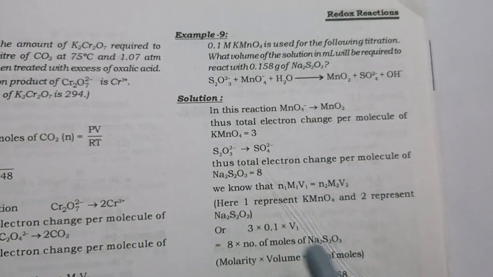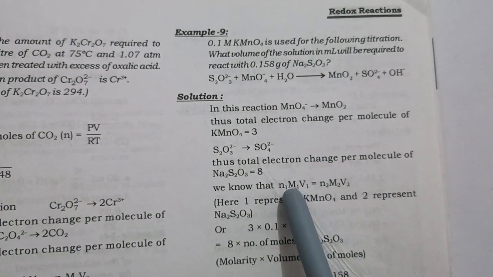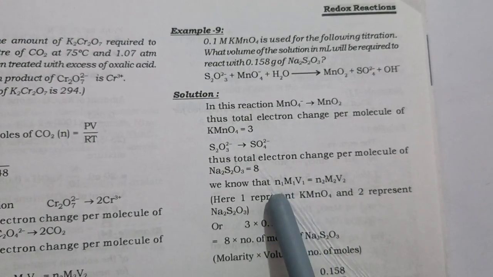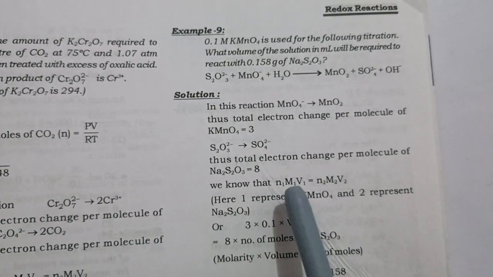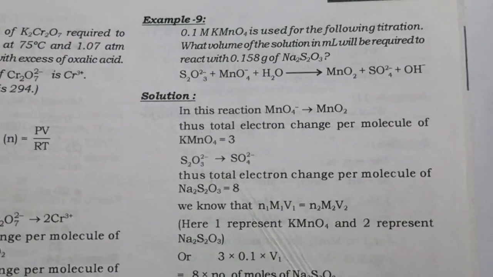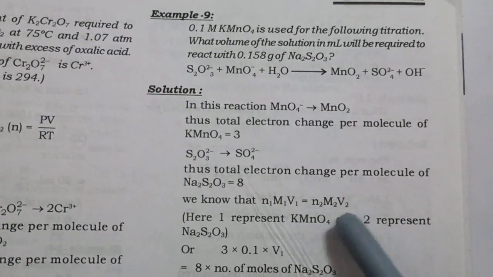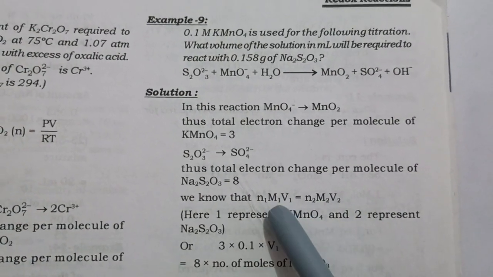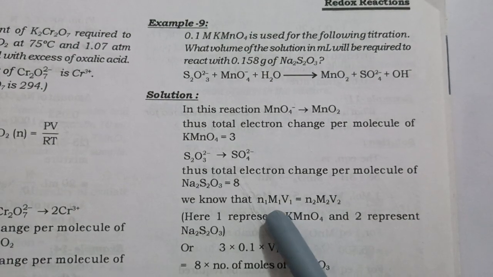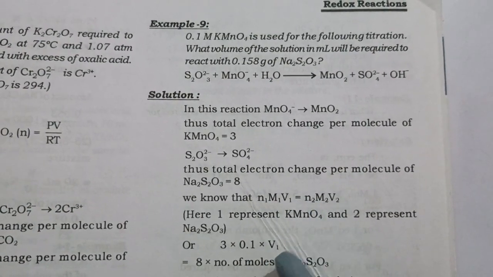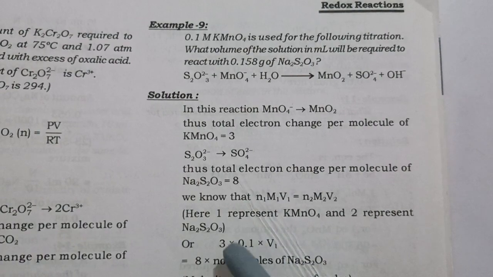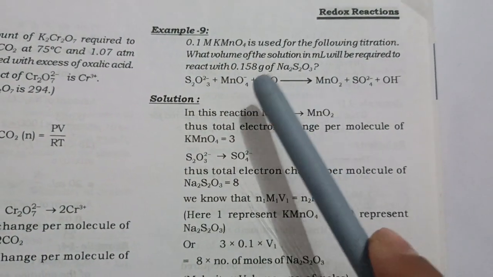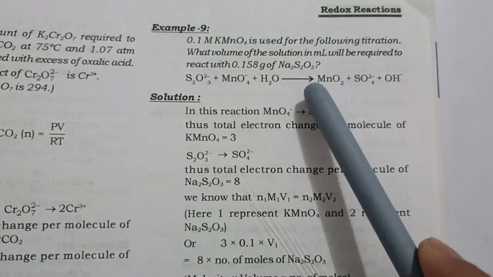This is important. One side is the oxidizing agent, the second side is the reducing agent. So equivalent of oxidizing agent is equal to equivalent of reducing agent. This is our main principal formula. So we put the molarity as 0.1. We have to calculate the volume V1, and the n factor is the difference in oxidation state per mole. So the difference in oxidation state is 3.